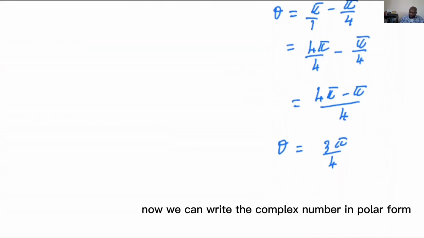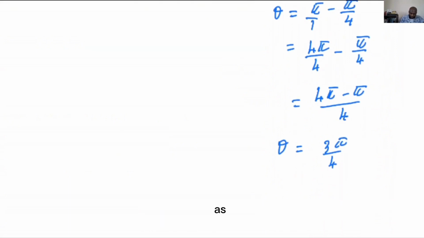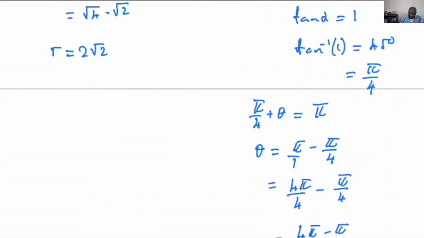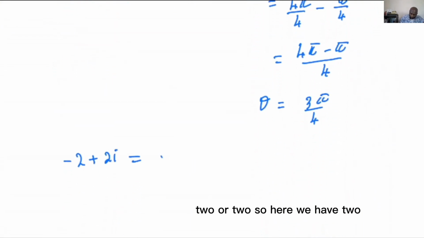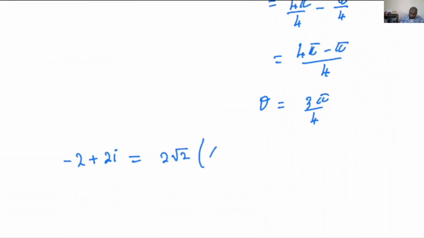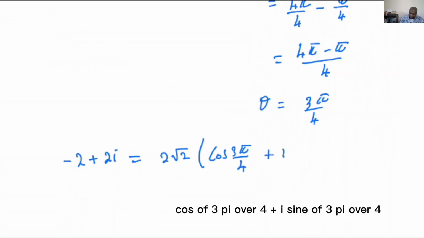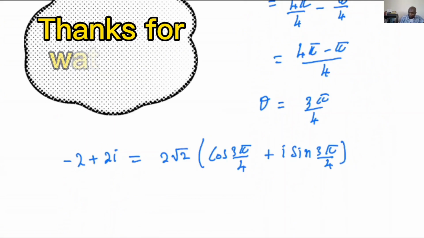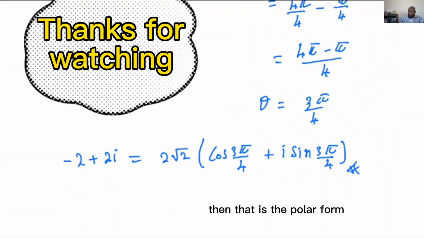Now we can write the complex number in polar form. Negative 2 plus 2i is equal to the modulus we got, 2 root 2. So here we have 2 square root of 2 into cos of 3 pi over 4 plus i sine of 3 pi over 4. There, that is the polar form.